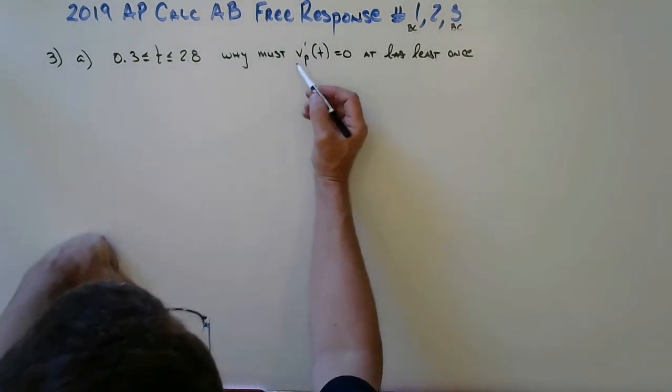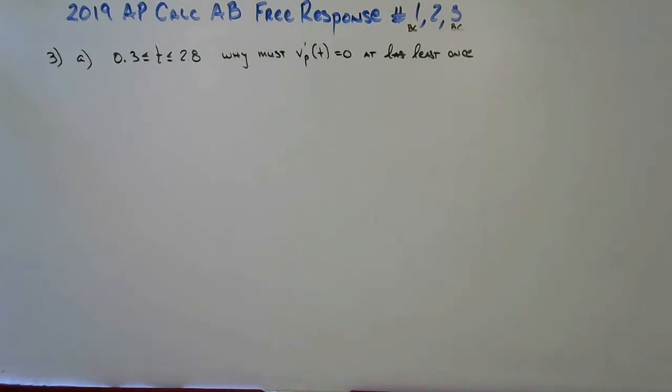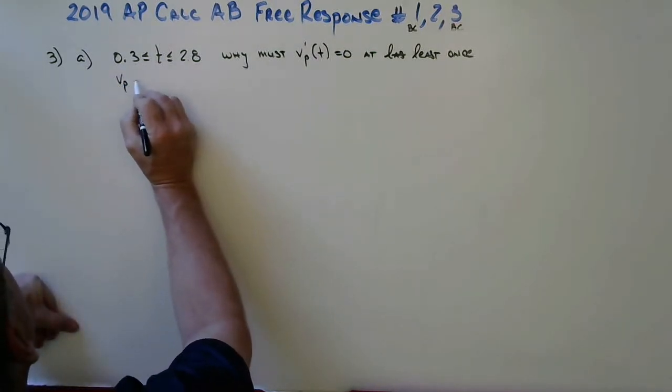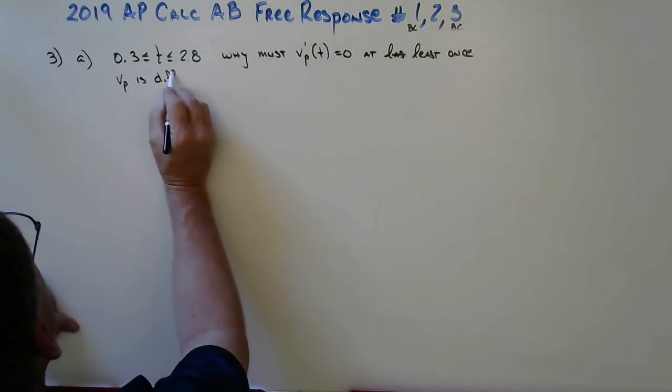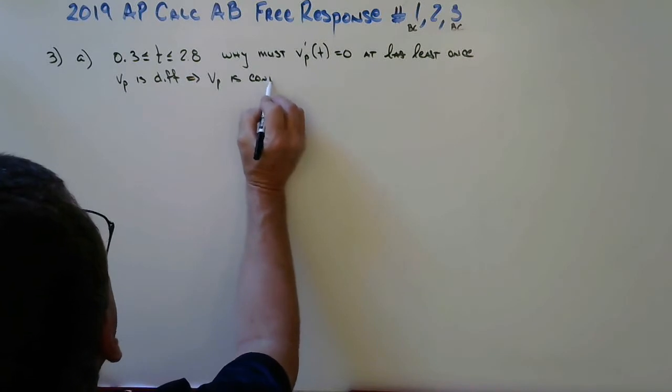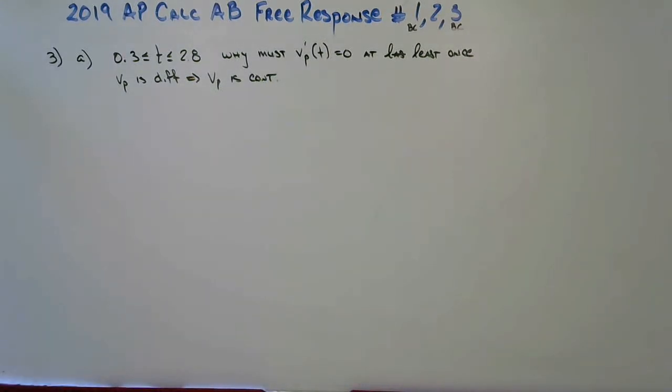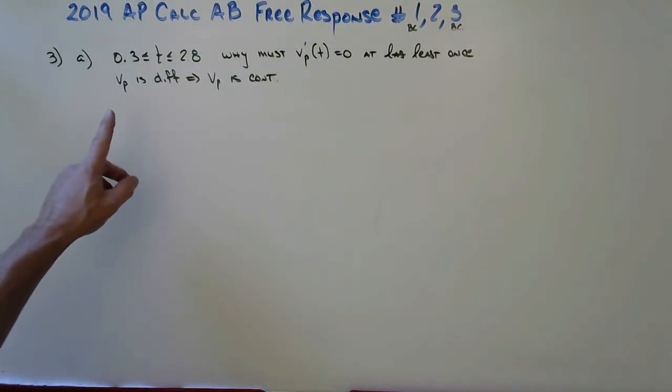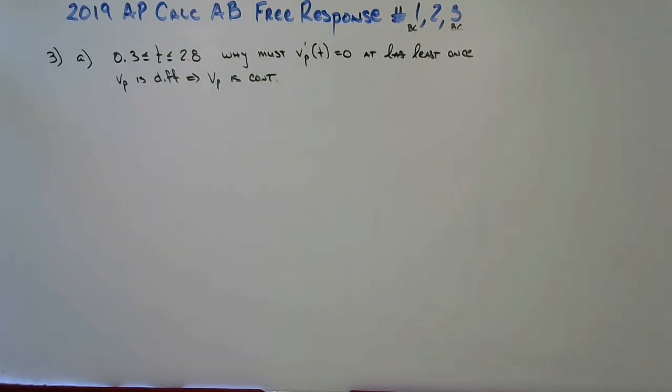That's what it sounds like, because what do we know? What did they tell us? They told us v sub p is differentiable, which means v sub p is continuous. So what does that mean? Well, we know the mean value theorem has to apply. So what is the slope of our secant line between time 0.3 and time 2.8?